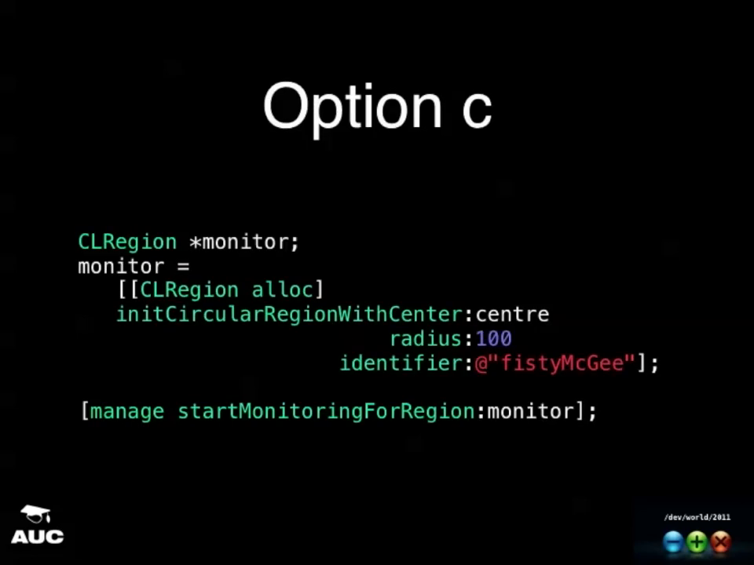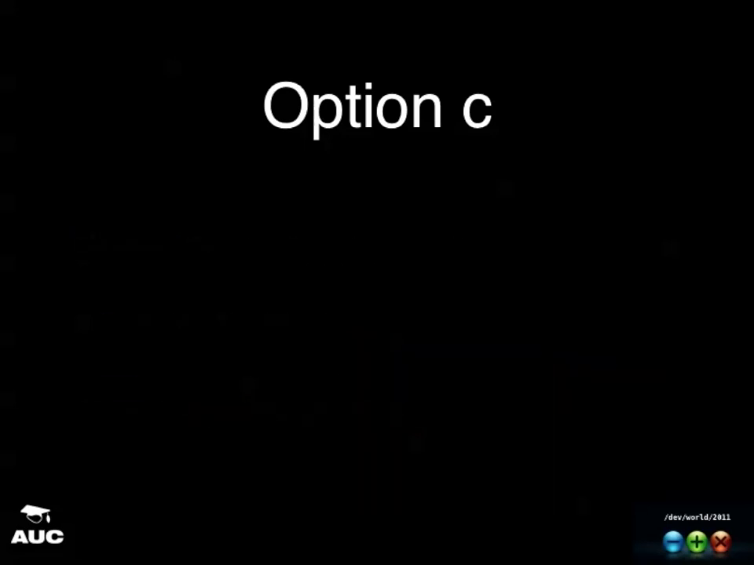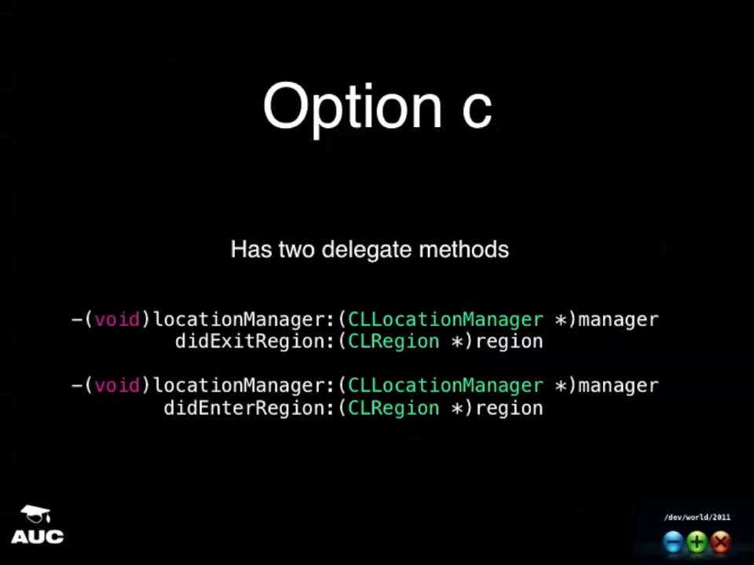And then finally, good old option C is region monitoring. So we create one of these regions. Basically, I've just put it at a 100 meter circle, so basically that overlay in the center. Tell it to start monitoring the region. And then there's two relevant delegates: didExitRegion and didEnterRegion.